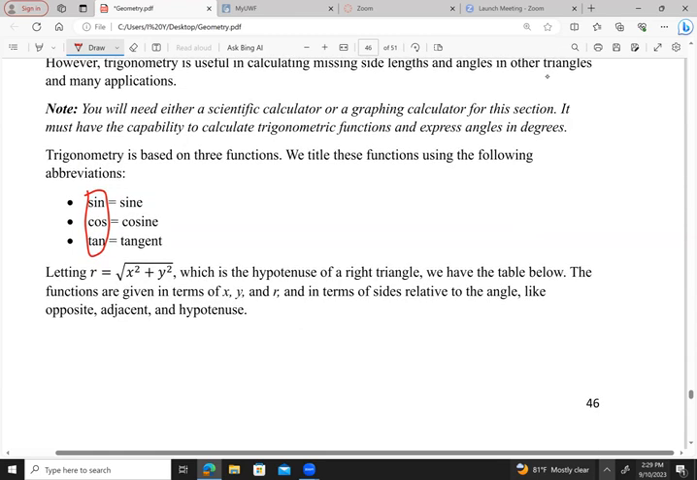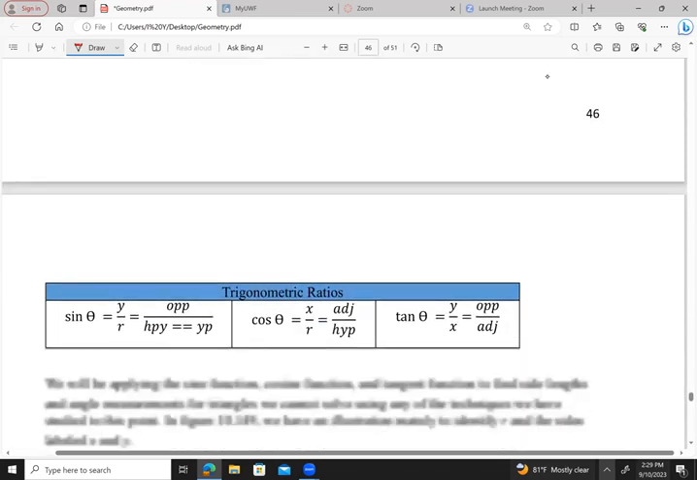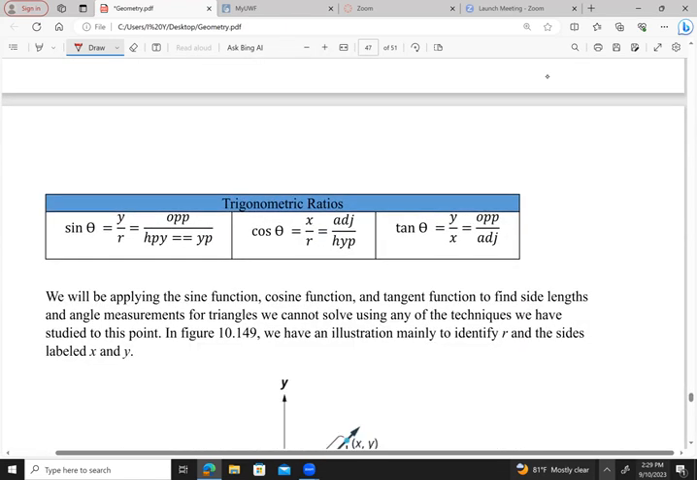Letting the radius equal the square root of x squared plus y squared, which is the hypotenuse of a right triangle, we have the table below. The functions are given in terms of x, y, and r, and in terms of sides relative to the angle, like opposite, adjacent, and hypotenuse. So the sine of some angle theta is equal to y over r, which is the opposite side over the hypotenuse.